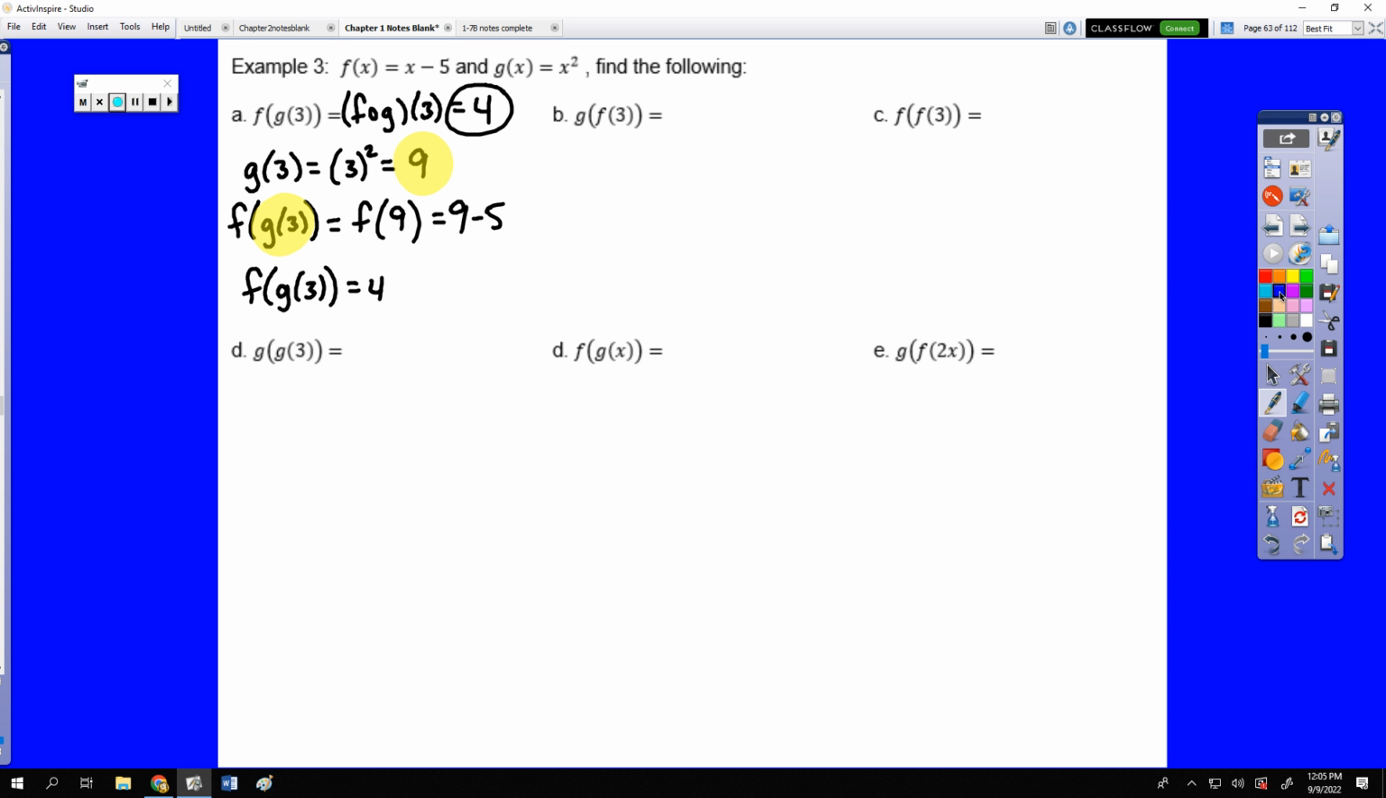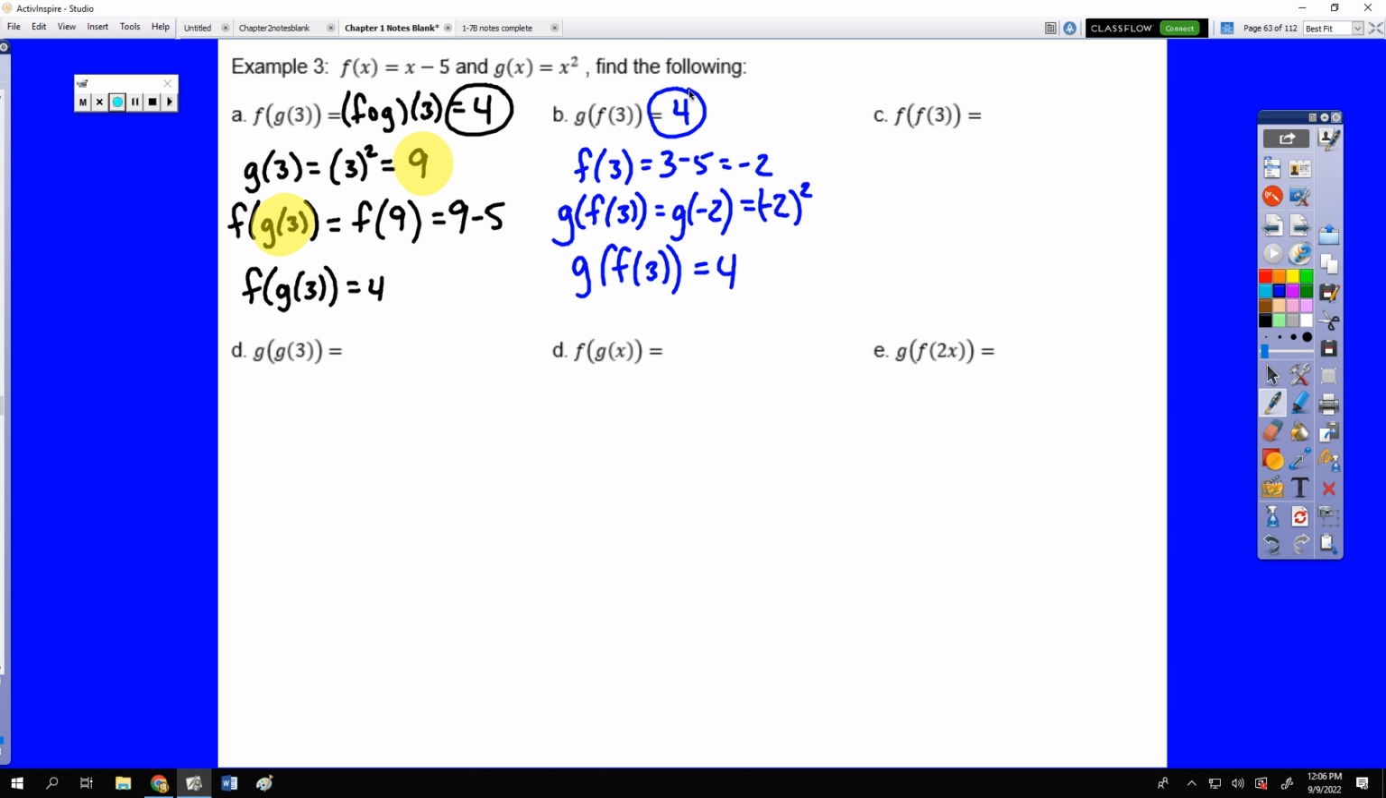Okay, on example B, same idea. We're going to do f of 3 first. So we plug 3 into f of x to get negative 2. And then we do g of f of 3, which is really g of negative 2, meaning we're going to do negative 2 squared. So g of f of 3 is positive 4 as well, coincidentally. Completely coincidental that it is the same answer, okay? We feed one into the other, okay? We take that value, negative 2, and we plug it in for f of 3.